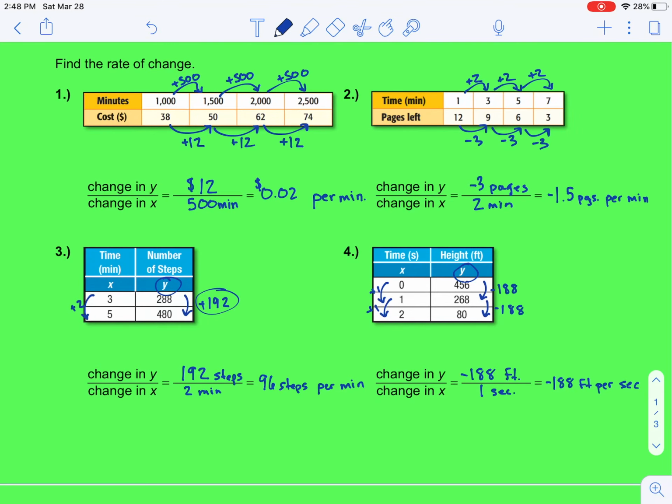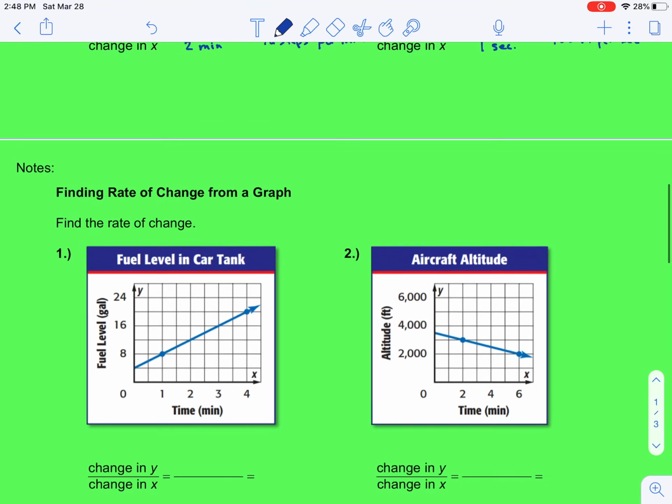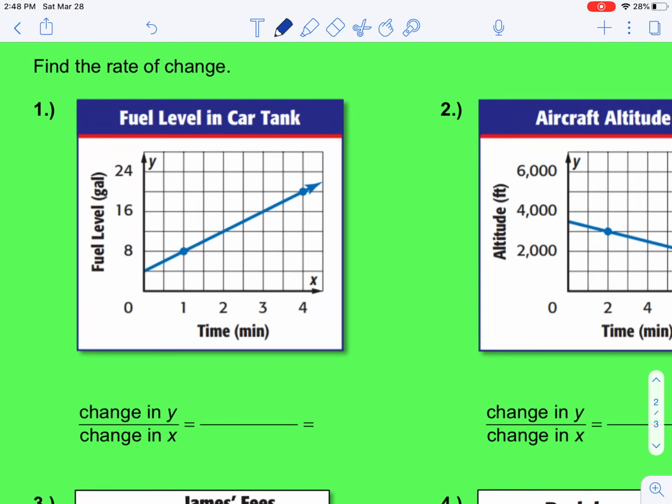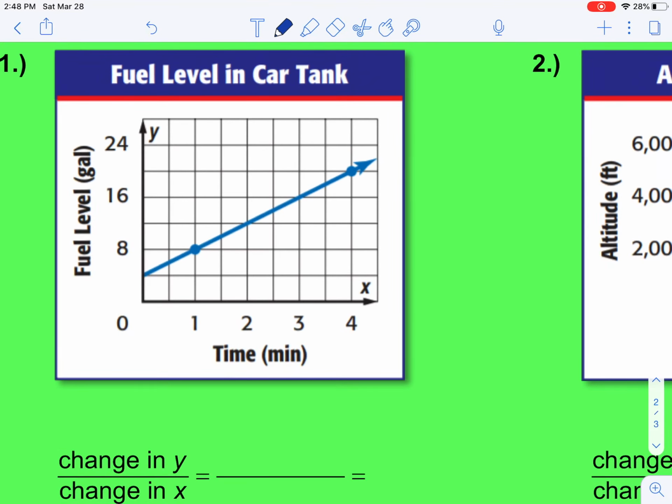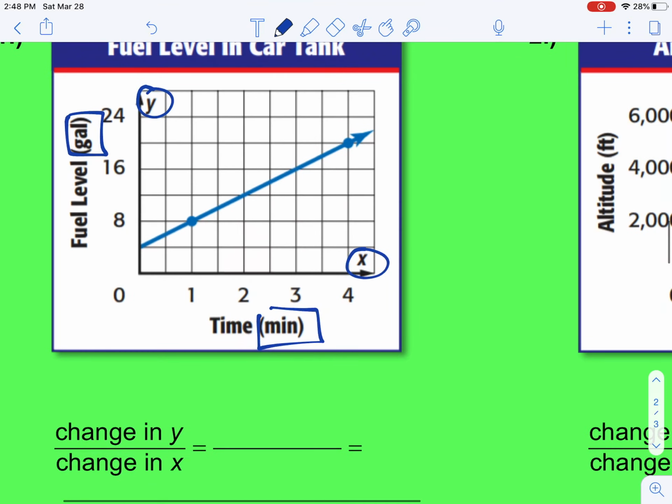All right, not only are we going to look at tables today, we're also going to look at graphs, and I think that these are pretty easy. So remember that the horizontal, there's my x, and my vertical, there's my y. So my labels are going to be on our graph just like we talked about yesterday. And I'm going to find change in y first.